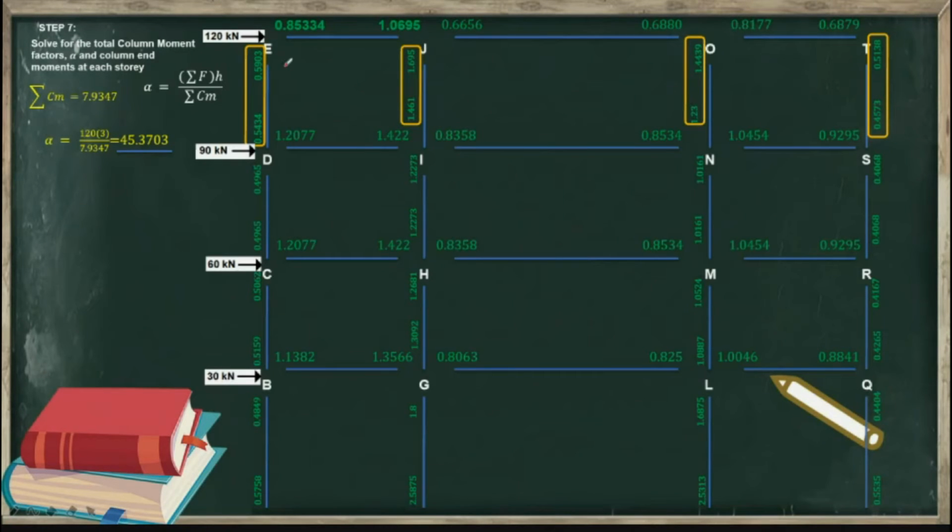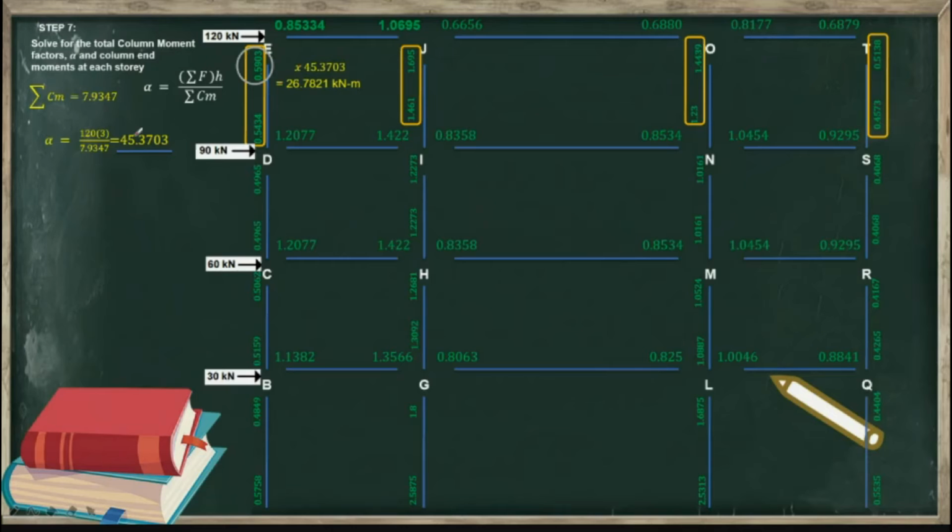Yung moment mismo natin dito sa joint E. Ang gagawin lang natin is i-multiply natin siya dito sa values ng column moment factor natin para makuha natin yung mismong pinaka-moment na ng joint natin dito sa E. So, ito siya. So, 0.5903 multiplied by 45.3703, makukuha natin ang moment natin, which is 26.7821 kilonewton meter. So, we have a value for the moment dito sa joint E natin.